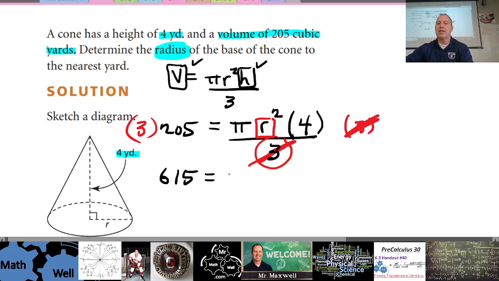So I did this 3. Guess what? I'm going to write the pi there. I'm going to write the r squared there. I'm going to write the 4 there. It takes you 2.5 seconds.